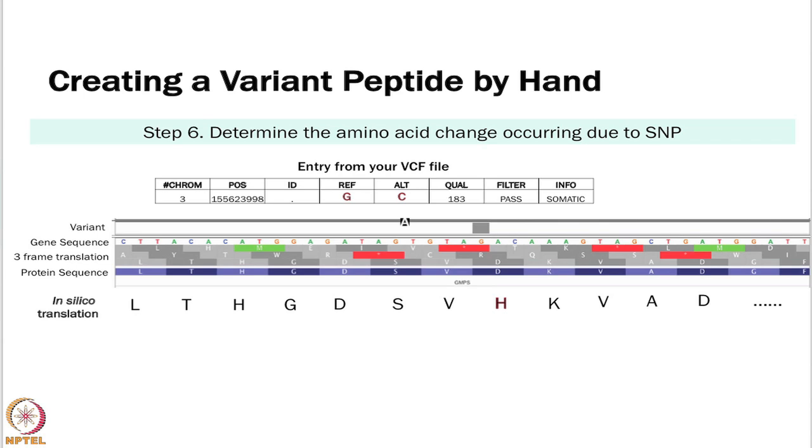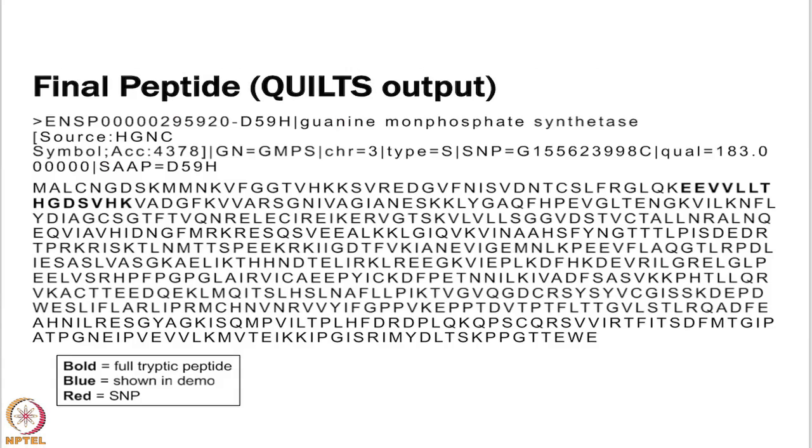And then the output for QUILTS and Custom ProDB will look something like this, where you'll have a FASTA file which has a header with information about the SNP that was incorporated into the sequence, and then it will have, I've bolded here, the full tryptic peptide that would include that SNP. The blue is what I just showed in the demo. I didn't include the whole peptide. You could go through, though, and scroll in and look at it. And then the H is where the actual SNP is. So we're going to do a similar example in the demo, a different SNP, and actually going in the negative direction. Any questions on this?